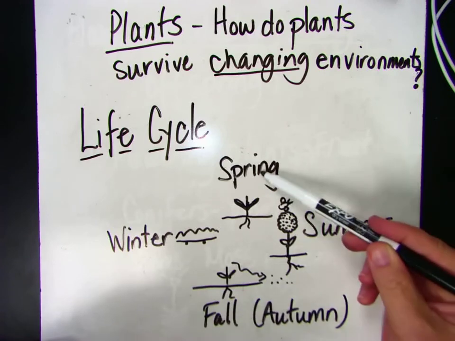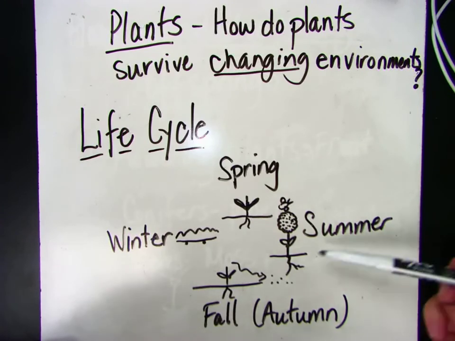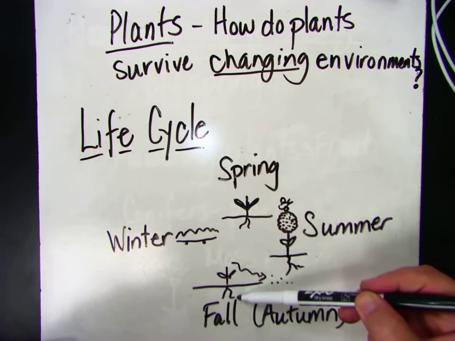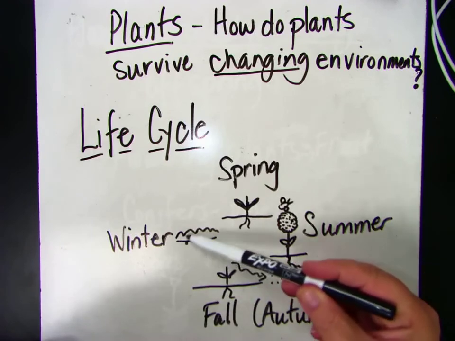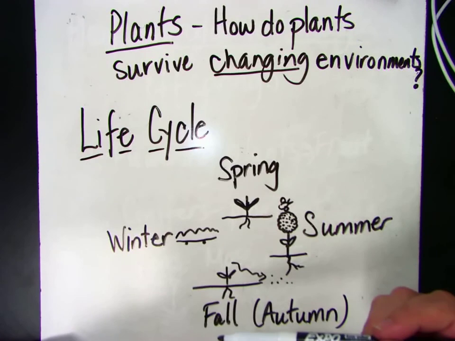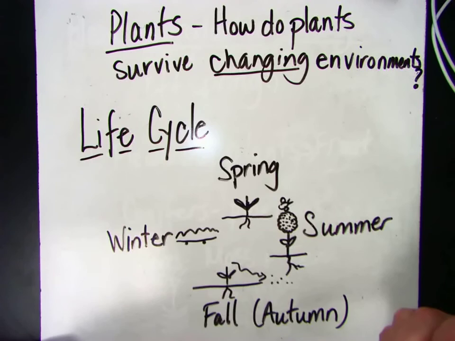Because in the spring, it's still cool outside. The days are starting to get longer. In the summer, it's warm. The sun is shining for a long period of time. In the fall, it starts to get cooler and the days start to get shorter. And then in the winter, it's cold and usually snowy, and the days are shorter. So the life cycle of the plant would go with the changing environment.